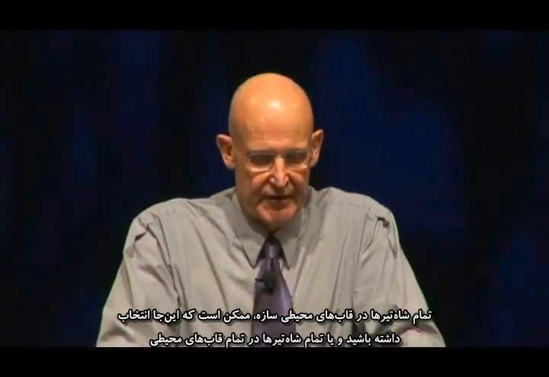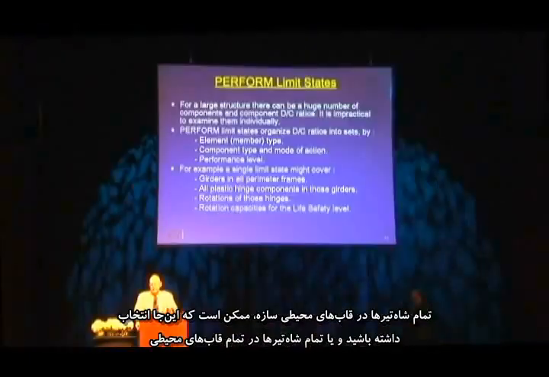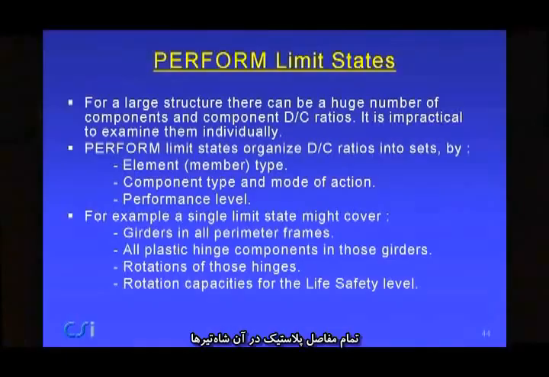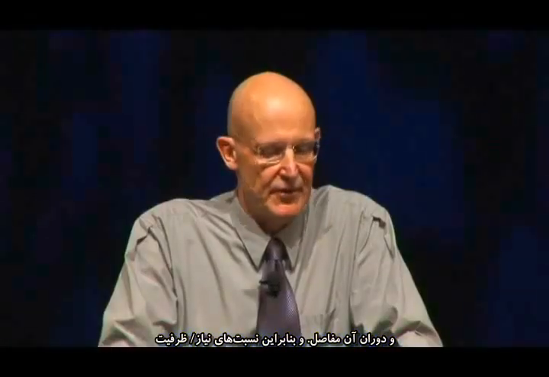All of the girders in the perimeter frames of a structure. Maybe you have a choice over this. Let's say all of the girders in all the perimeter frames, all of the plastic hinge components in those girders, and the rotations of those hinges, and hence the rotation demand capacity ratios, based on the life safety level. That would be possibly one limit state.